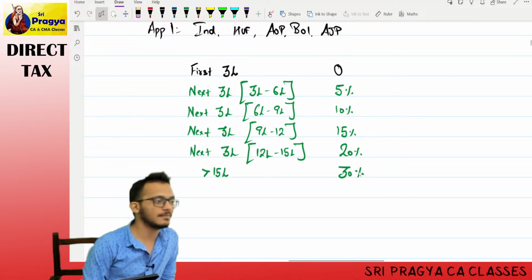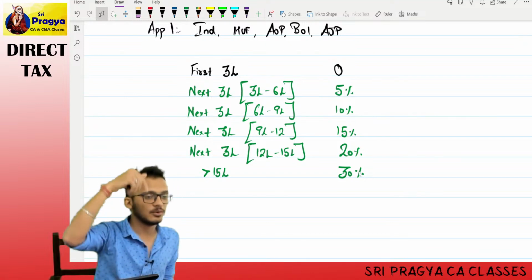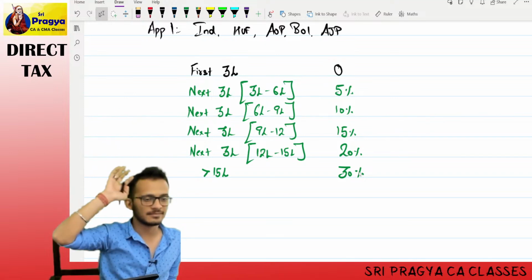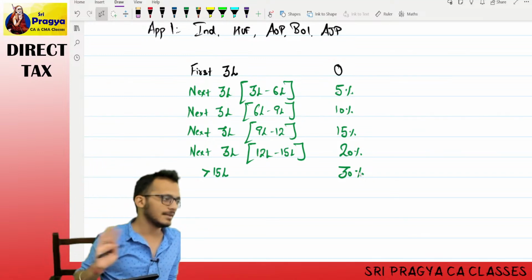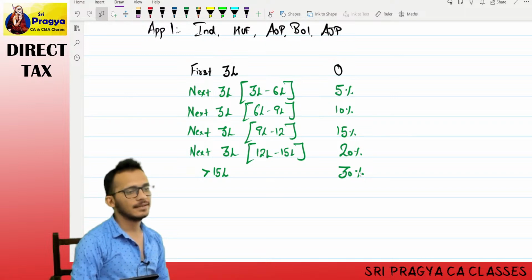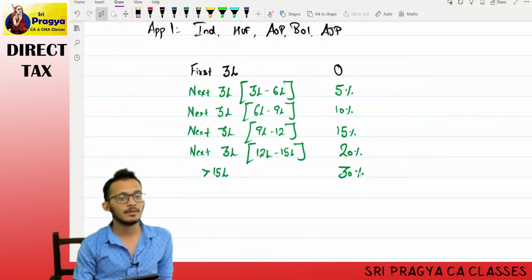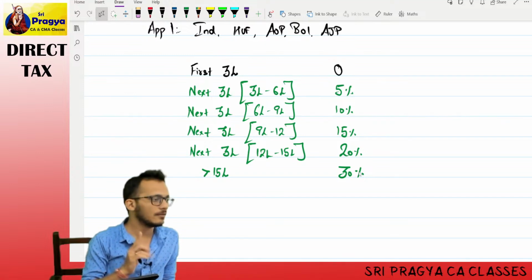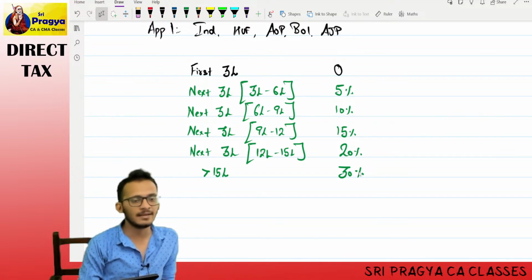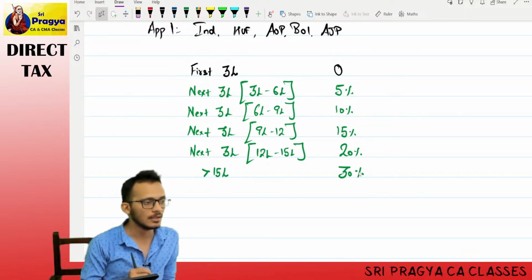Only one thing is missing: 25. In the last old regime, the prior rules had it, now it is not there. Now it is 5, 10, 15, 20, 30. Incremental 3 lakhs. For every 3 lakhs you have 5% extra, until you reach 20. After that it goes directly to 30. Clear?